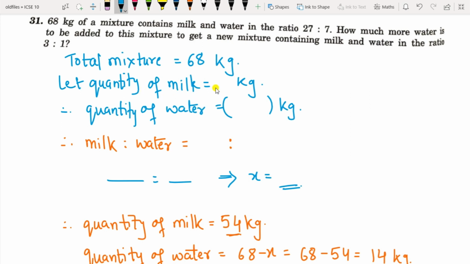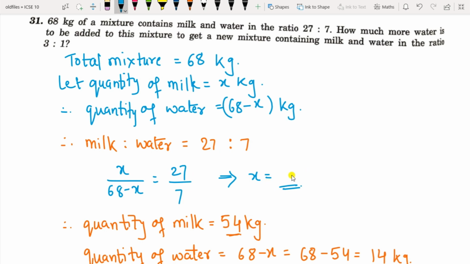Quantity of milk is, let us consider as x here. So from 68, x kg is the milk. So 68 minus x will be the quantity of water here. The ratio is given as 27:7. So this one now we can write in the fraction form. So milk is x, water is 68 minus x, and this ratio is 27/7.